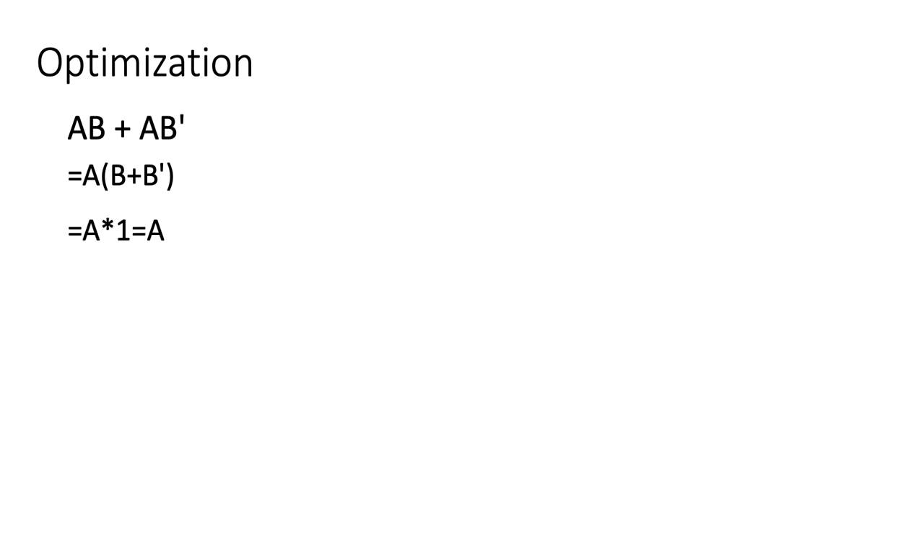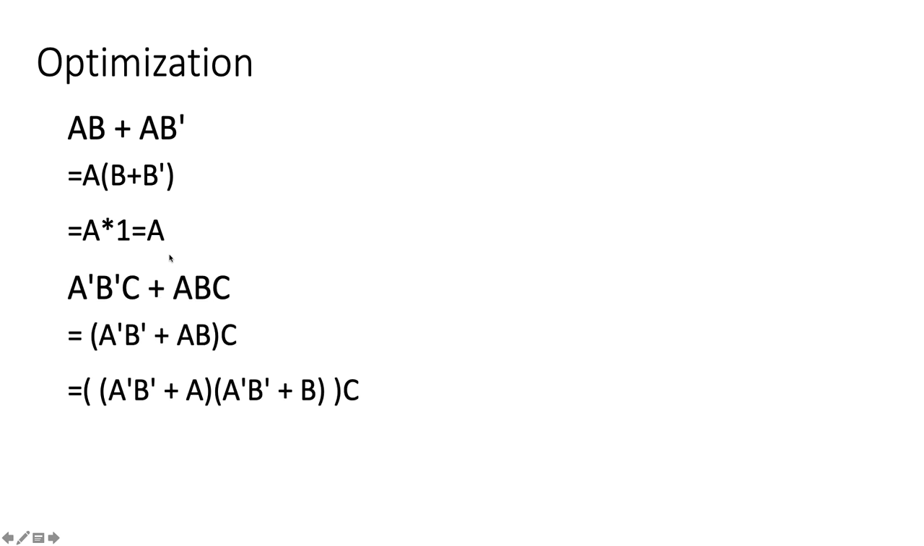We want to choose the cheapest and fastest one, right? So for instance, instead of having A multiply B plus A B prime, we can factor A in, and because of the rules we saw in the previous lecture, this will be A. So instead of doing all this stuff, it was just A. Just like that, we can factor C, and then we factor in A prime B with A, and also A prime B with B, and C was factored, so that would be C. So we reached up to this point in the previous lecture.